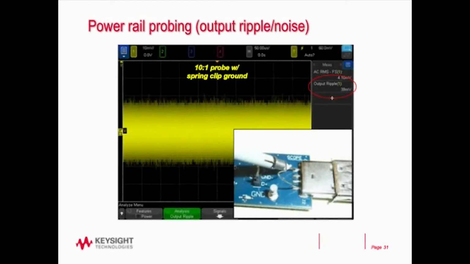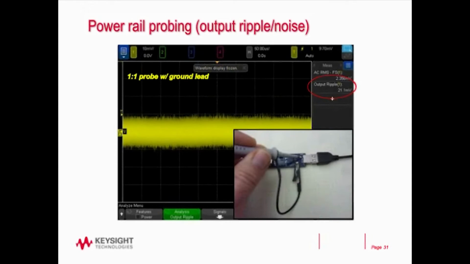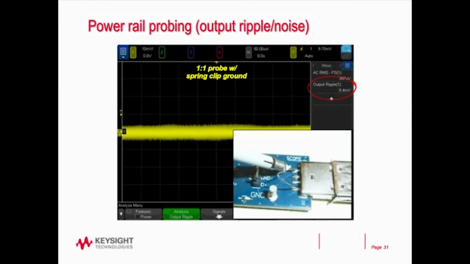So I didn't really reduce my output ripple. I reduced what the scope is measuring. The next example, I'm using a 1-to-1 probe, again with my long antenna, and again I've reduced it again. Now I'm down to about 21 millivolts. And last, here's the best measurement I've performed. Now I've got it down to about 8 millivolts, again using a 1-to-1 probe and a ground clip.